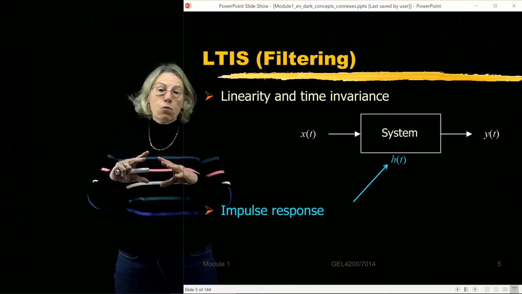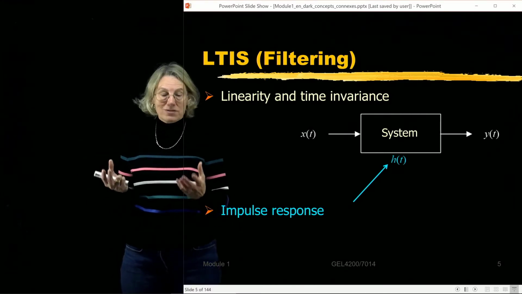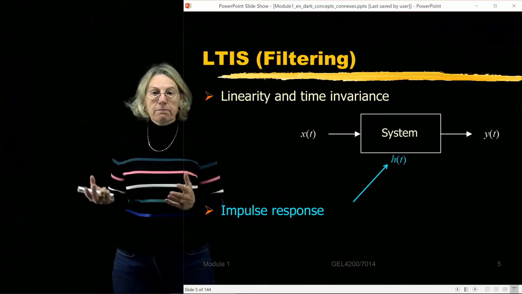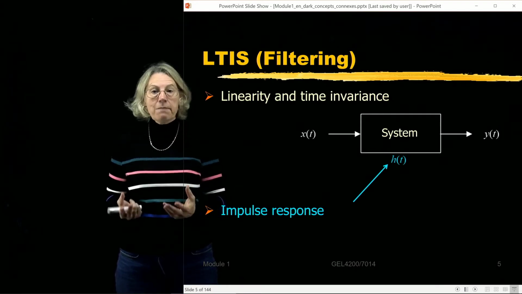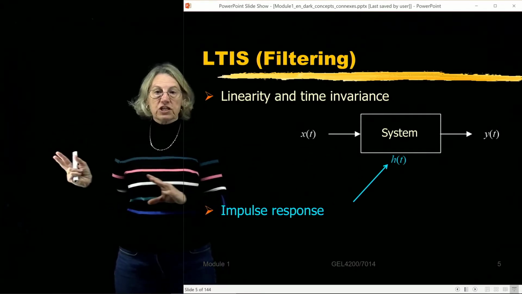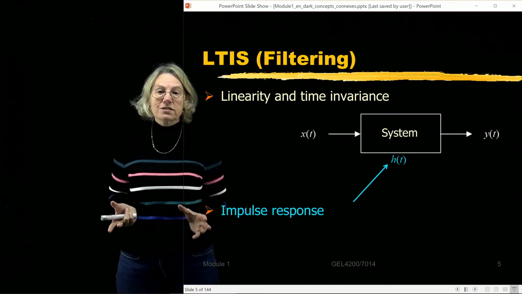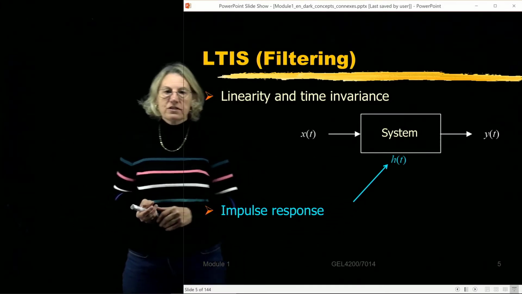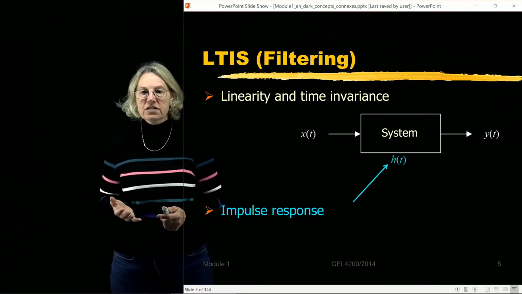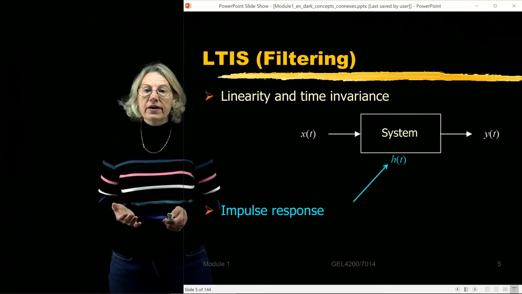I really don't care what's inside of this black box, which is my system. If it's a circuit, for example, there are different kinds of components that perhaps will give the same impulse response. And I don't care which components are actually used, because I can describe that entire system by this mathematical expression, the impulse response. Now, when we're doing analysis of linear systems, we often like to use the Fourier transform.